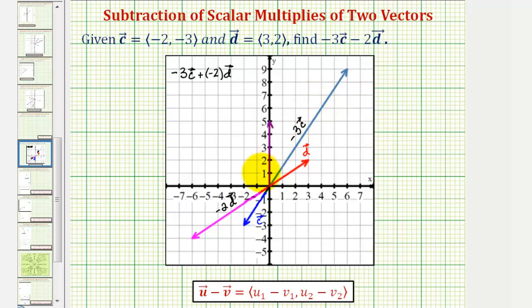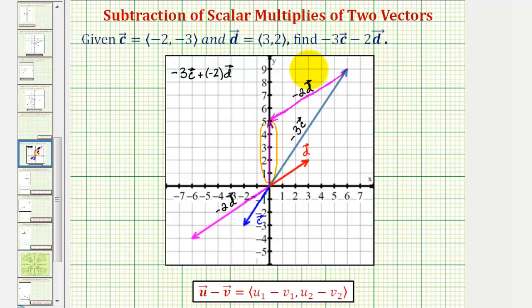On the coordinate plane, there's two main ways to show this. One way would be to take the vector negative 2d and place the initial point at the terminal point of vector negative 3c, which would look like this. And the resultant vector would be this vector here with the initial point at the initial point of negative 3c and the terminal point at the terminal point of negative 2 times vector d.